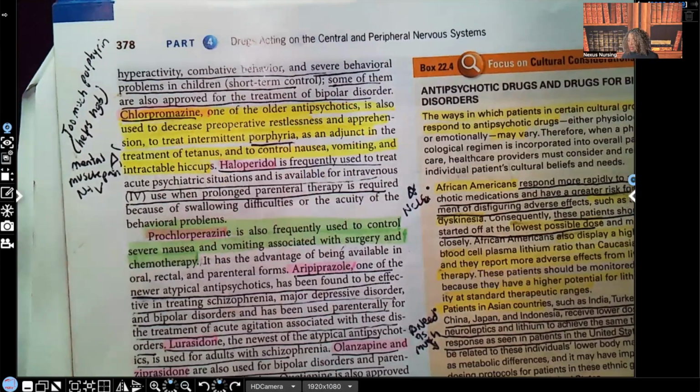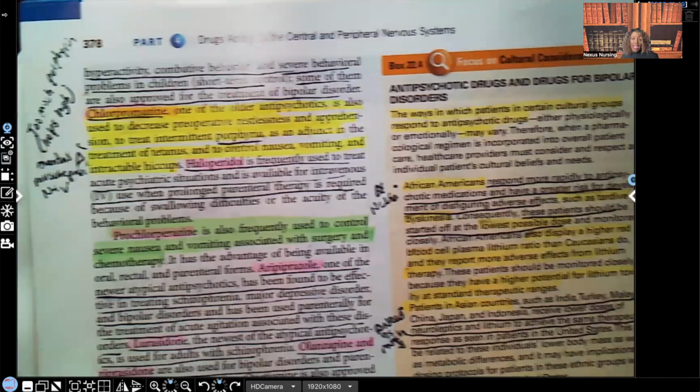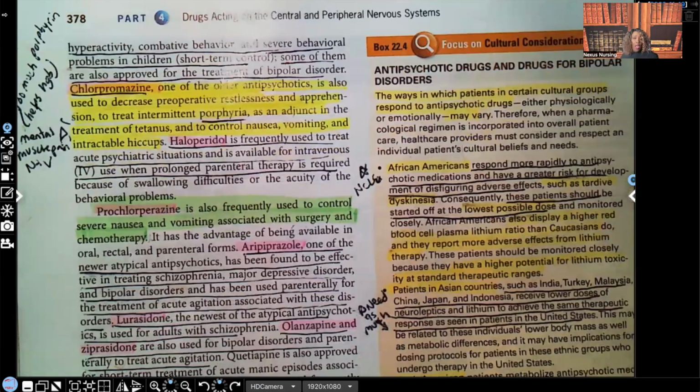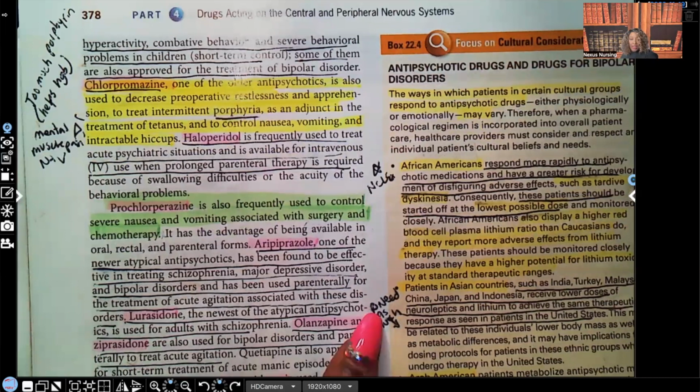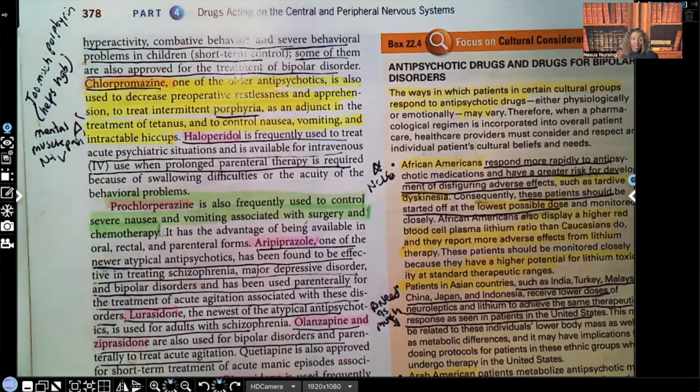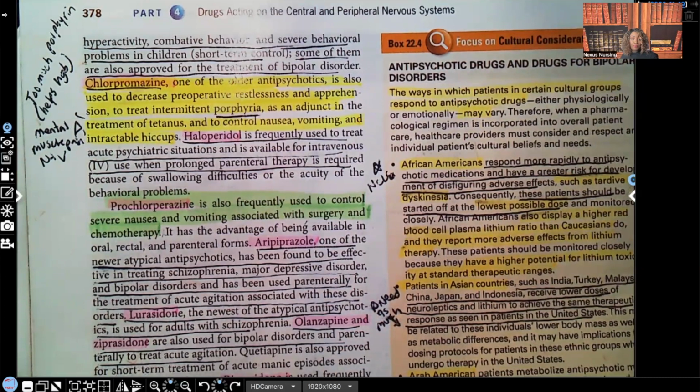By the way, again, anything I have highlighted, I put a star next to. You guys need to know it, or you see me put NCLEX next to it, that means it's been seen on NCLEX many times. So make sure you pause to read. Okay, moving on.